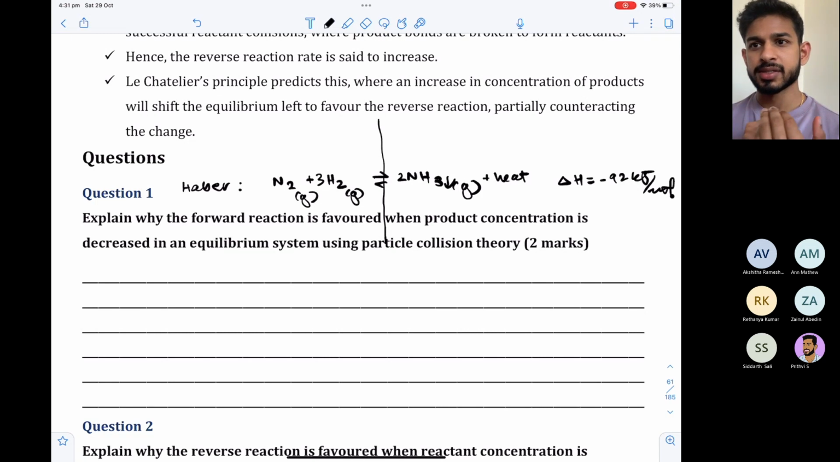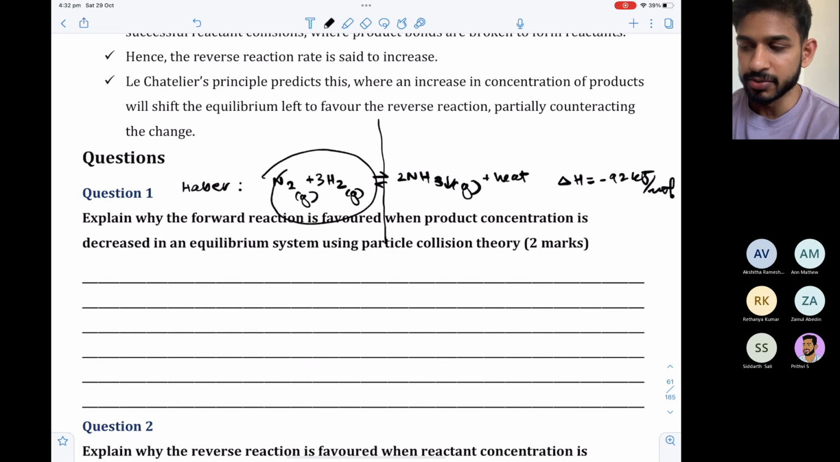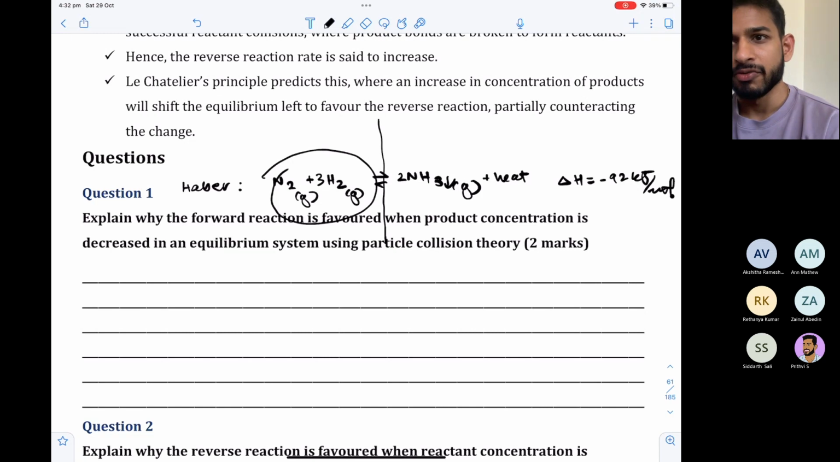When I decrease the concentration of ammonia, am I affecting the number of forward particle collisions immediately? Yes or no? Am I affecting it or not? The forward collisions, so the collisions between the reactant particles. No, right? Because we're not changing the number of nitrogen or hydrogen, so they're going to keep going at a particular rate. But what's going to happen to the number of product collisions? Collisions between ammonia molecules that should reform nitrogen and hydrogen.